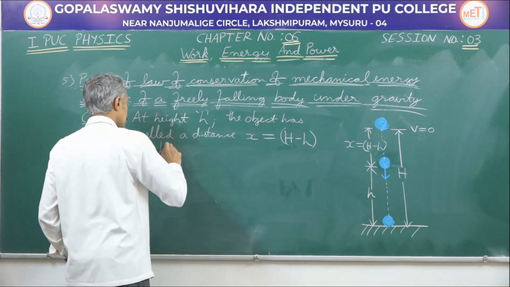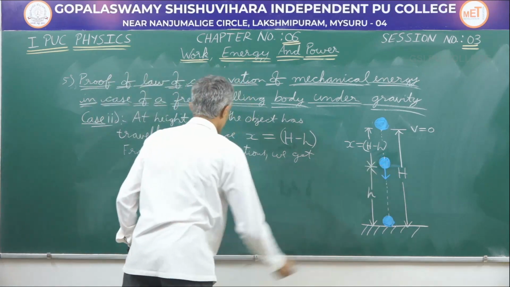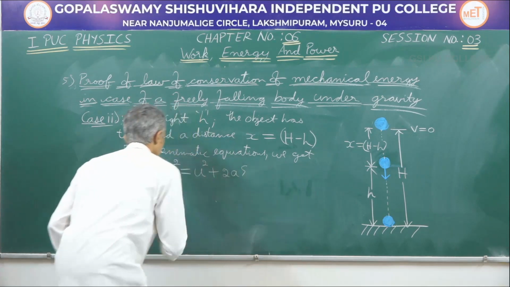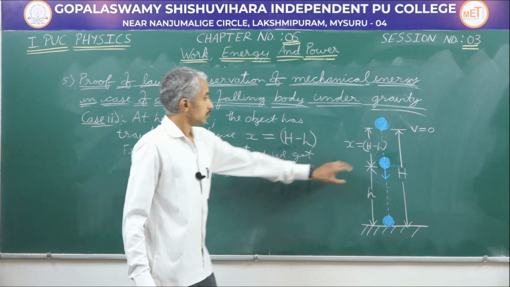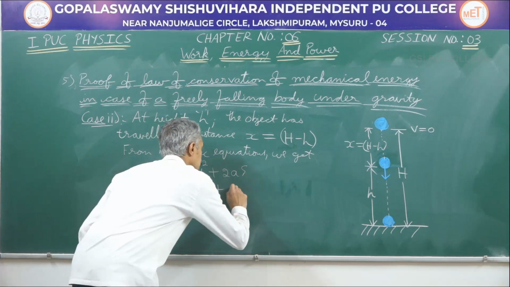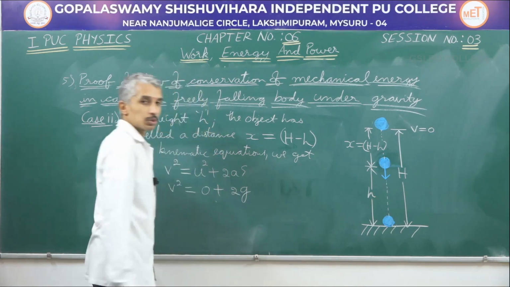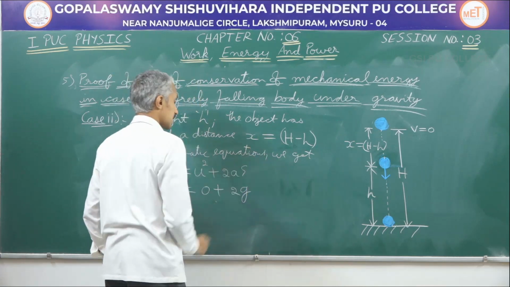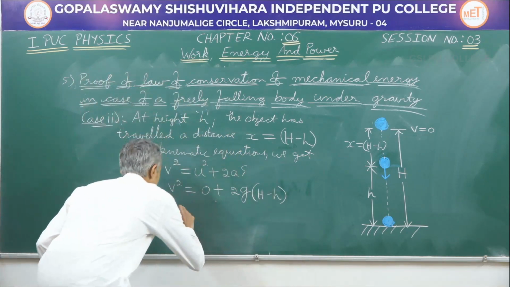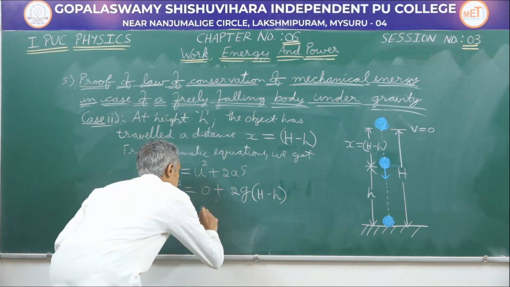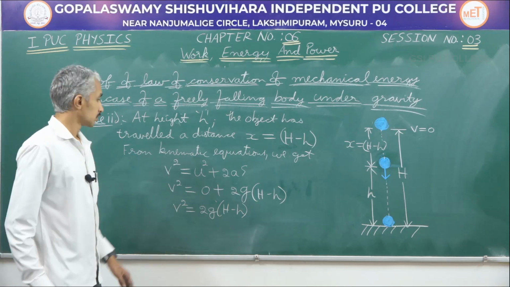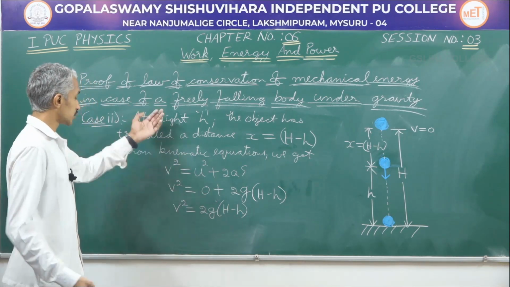From the kinematic equations, the velocity at this position is given by v square is equal to u square plus 2as. When the object was initially just dropped, its initial velocity was 0, so it is 0 plus 2 into g, where g is acceleration due to gravity, and s is the distance that it has travelled, which is capital H minus small h. So I will get v square as equal to 2g(H minus h). So remember this further. We continue the same.